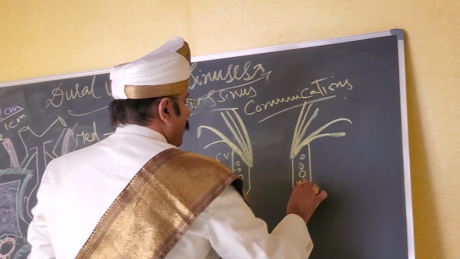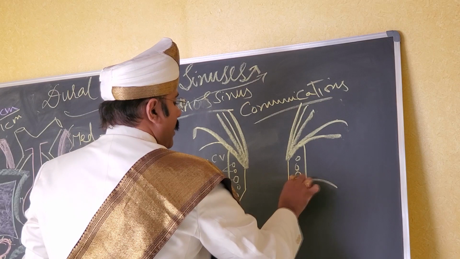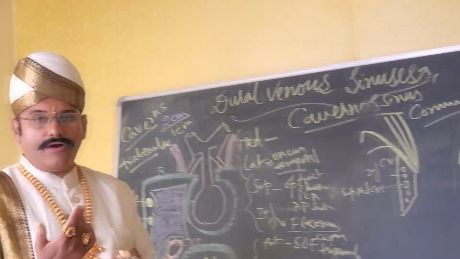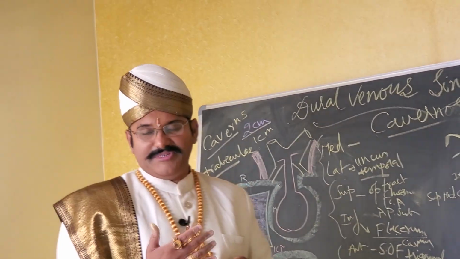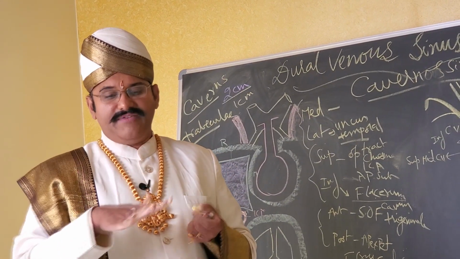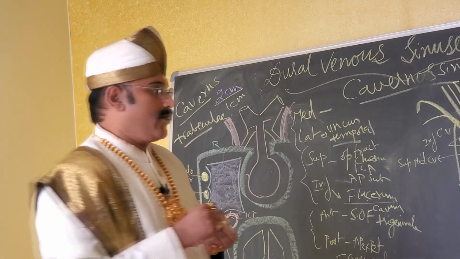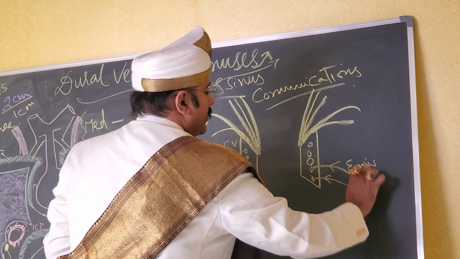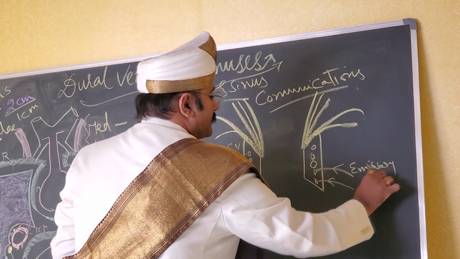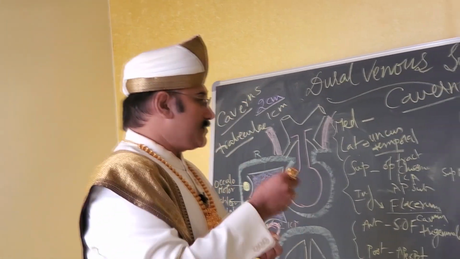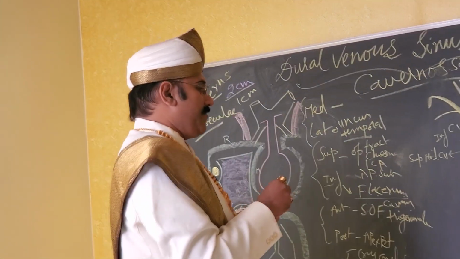Also you have got some emissary veins. These are the emissary veins which are passing through the foramen lacerum, foramen ovale, and the small foramina present at the base of the skull, the sphenoid foramen. So from these foramina you have got the emissary veins, which are coming from the foramen lacerum, foramen rotundum, and the sphenoid foramen, those foramina present at the base of the skull.